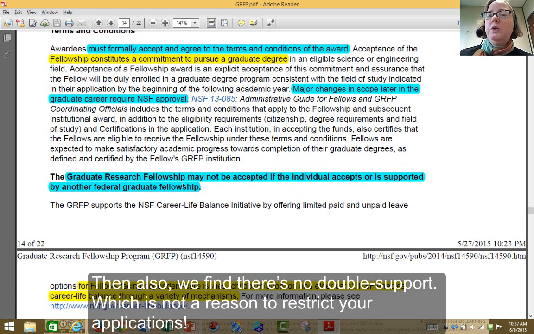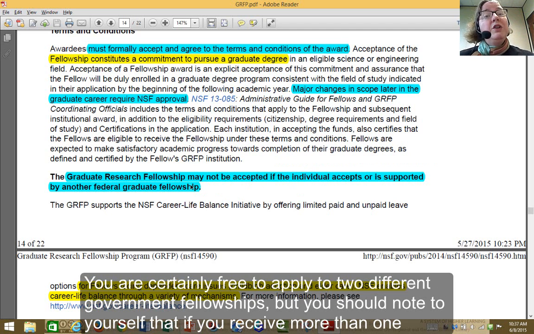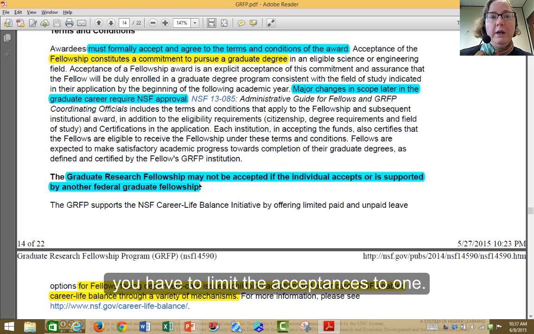Then also we find there is no double support, which is not a reason to restrict your applications. You are certainly free to apply to 2 different government fellowships, but you should note to yourself that if you receive more than one, you have to limit the acceptances to 1.